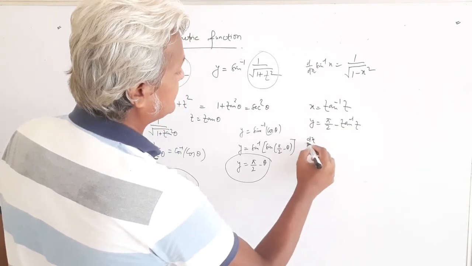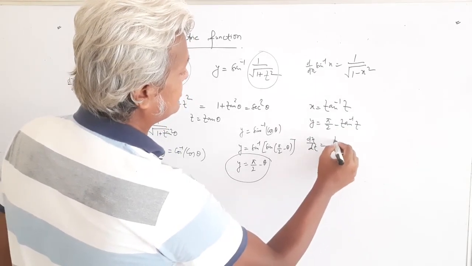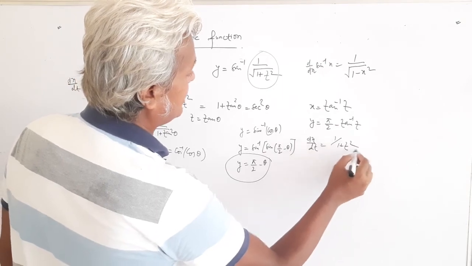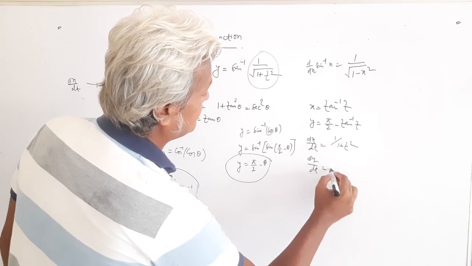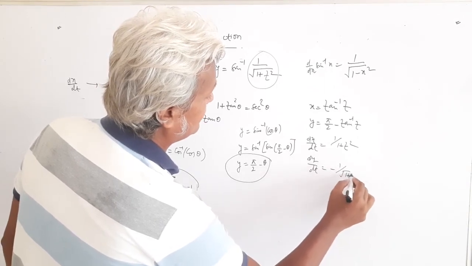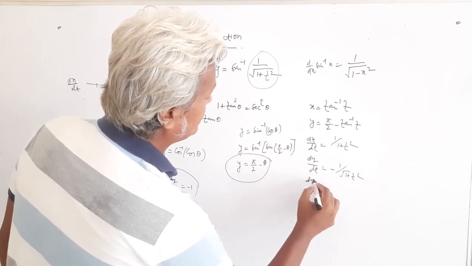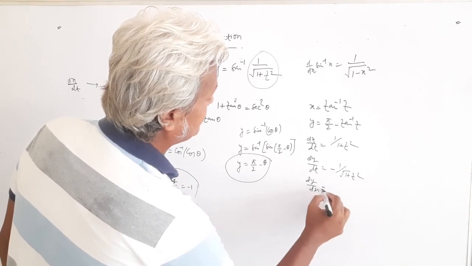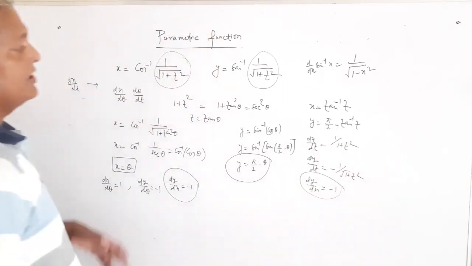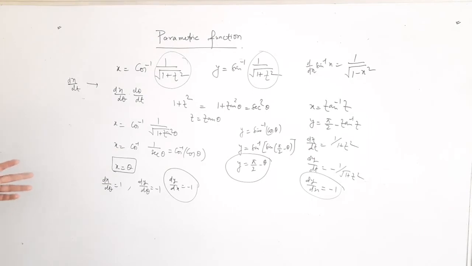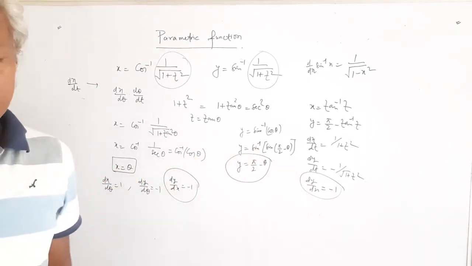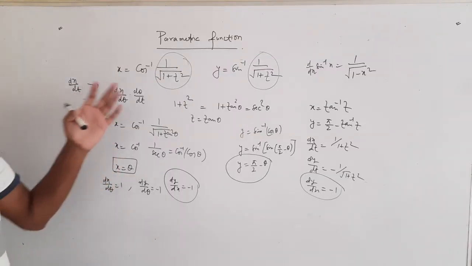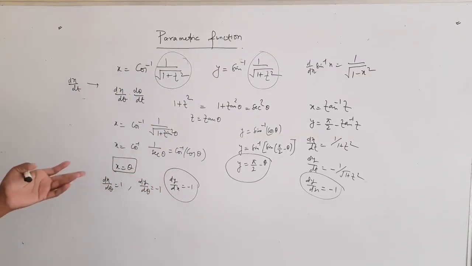So dx by dt is 1 over 1 plus t square, and dy by dt is minus 1 by under root 1 plus t square. So dy by dx is again minus 1. Whatever path you apply, whatever path you choose, you'll always get your answer as dy by dx is minus 1. Take another example just to solve one more problem, but before that I need to clear my screen.